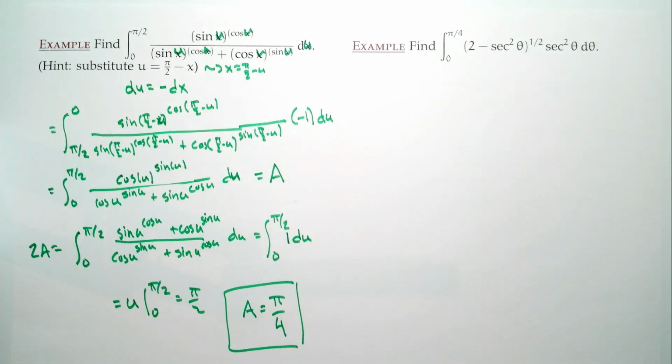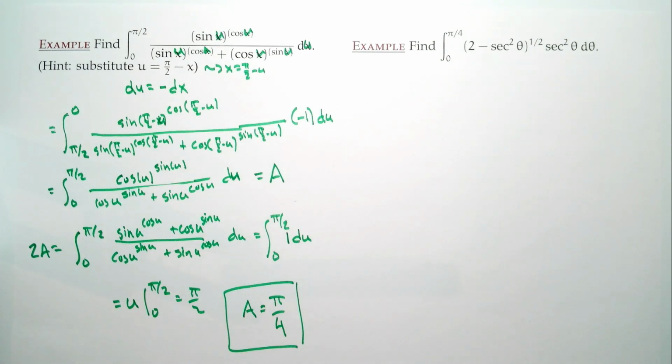All right, another example. Find the integral from 0 to pi fourths, 2 minus secant squared theta to the 1/2 secant squared theta d theta. I like this problem. This is a good problem. Now, this is not on our list of 8, and that's okay. Because if it was on the list of 8, it'd be boring. We want to challenge ourselves.